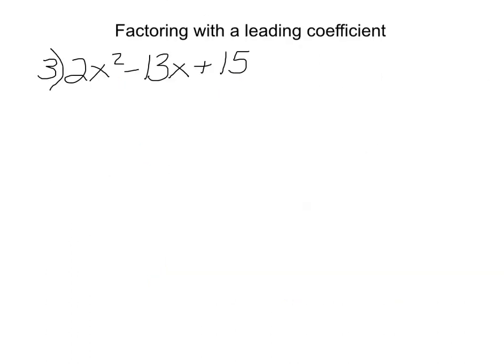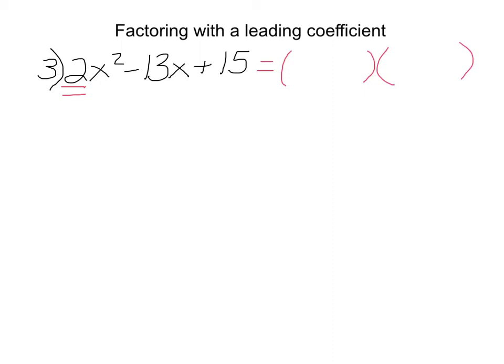Okay. Now we're going to do something a little bit more challenging, and that is that we're going to factor something that has a leading coefficient other than 1. So, for example, this particular trinomial has a leading coefficient of 2. That means that the highest powered exponent term has a coefficient other than 1. So we got to keep this in our consideration as we go to factor.